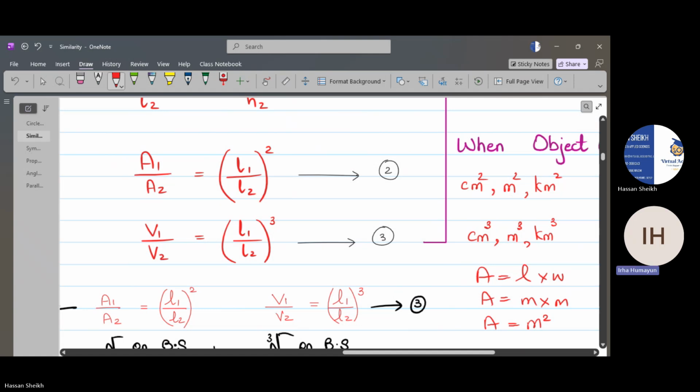Half multiplied by base multiplied by height. How many dimensions are you multiplying? Two. Yes, base and height. Half is not a dimension, it is just a number. So we are multiplying base with the height. So we are multiplying two dimensions. So obviously the unit must be in squares.